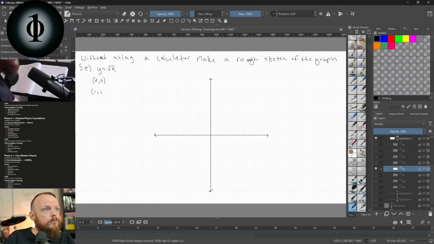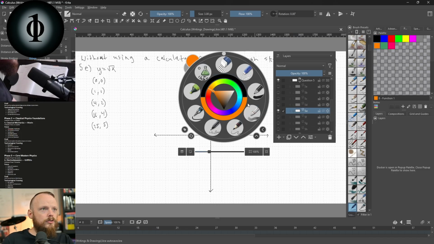So when x is 1, y is 1. When x is 2, y is... We're going to cheat. We're going to go simple here. I don't know the square root of 2. We'll go when x is 4, y is 2. When x is 16, y is 4. And when x is 25, y is 5. All right. Plot this bad boy.